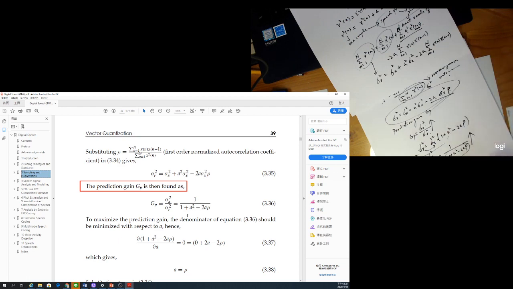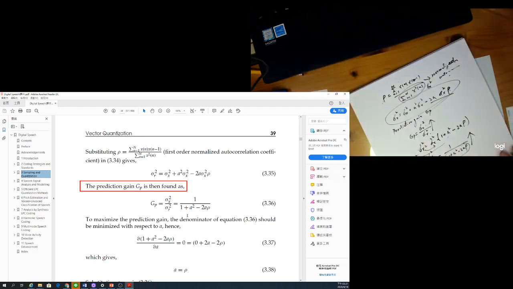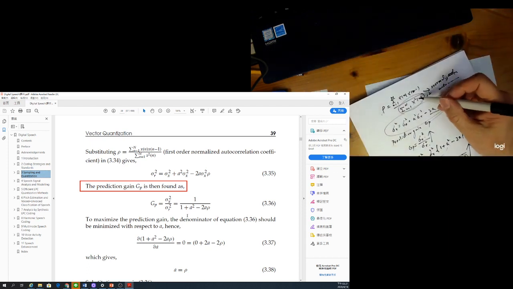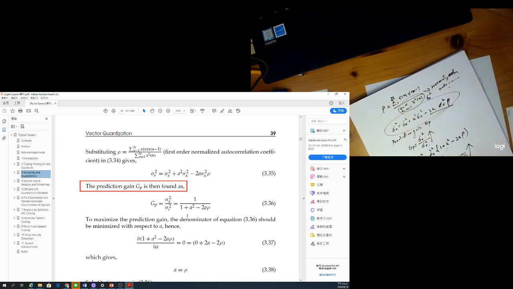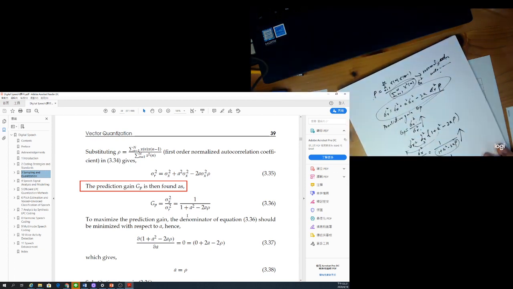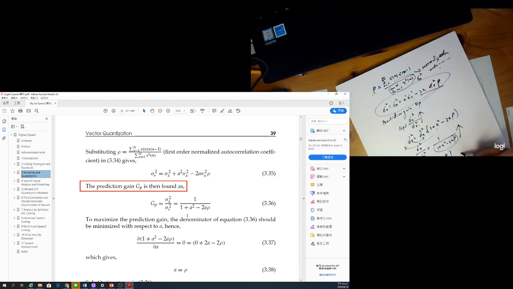So if we reorder it, you can see we try to make this value smaller. You can see A squared minus A rho plus 1. This one is related to the signal, so it could be a fixed value depending on the current input speech frame. So we try to make this one minimum.